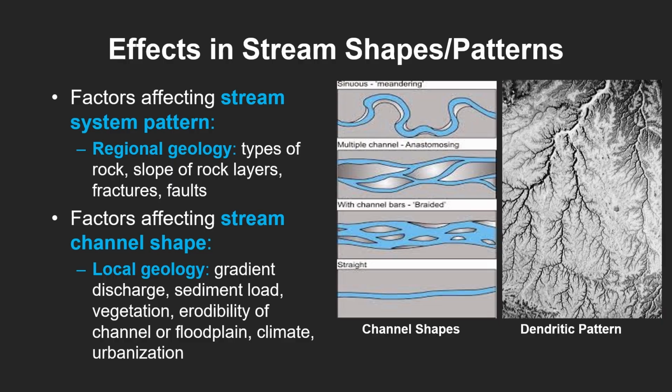Stream shapes and patterns are influenced by geology. Regional geology, like rock type, slope, fractures, and faults, affects the overall stream system pattern. Local geology, such as gradient, sediment load, vegetation, and climate, determines the shape of individual channels. Together, these factors create distinctive patterns like meandering, braided, or dendritic streams.